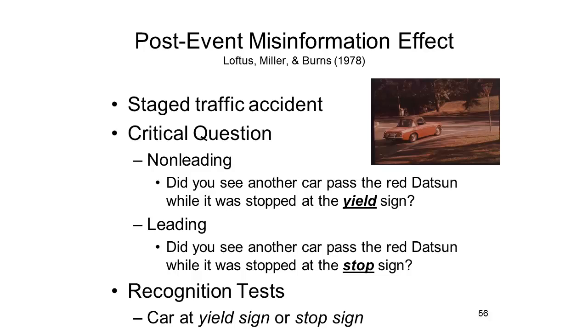Now you didn't actually see a stop sign, but the leading version of the question presupposes that there was a stop sign. That information, which is misinformation, encoded after the event, affects subsequent recognition. So that subjects who got the leading question are more likely to falsely recognize the stop sign when in fact they saw the yield sign.